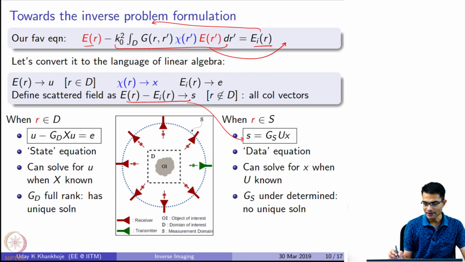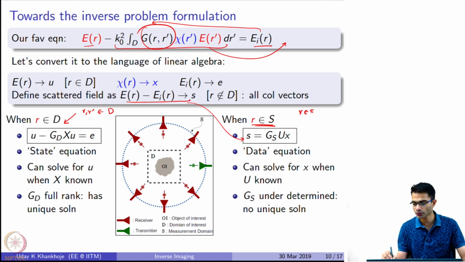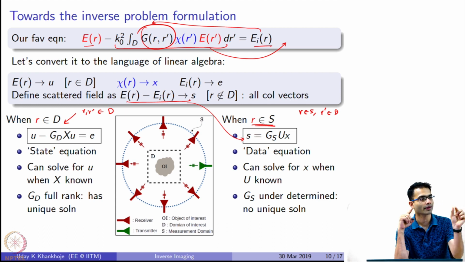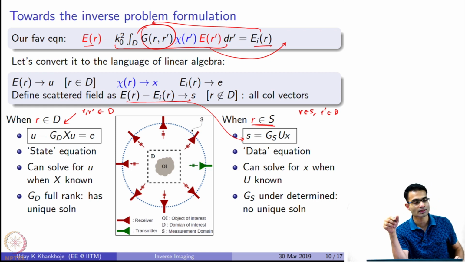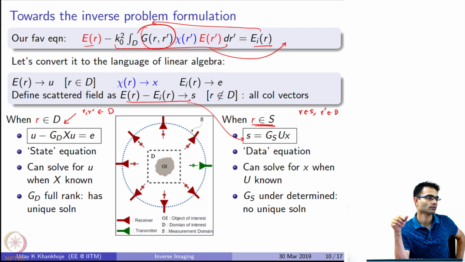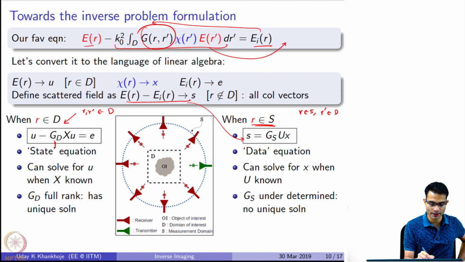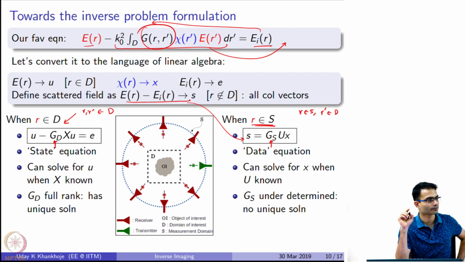Now, in this equation, when R is in capital S, the form of this is going to be different than what it was over here. Here R and R prime both belong to D. Here what happens is R belongs to S, but R prime continues to belong to D. So, the values of the matrix coefficients will obviously be different, the integrals will be different. So, I am going to call this a different matrix GS, just to distinguish it from this GD guy. There is a GS matrix.